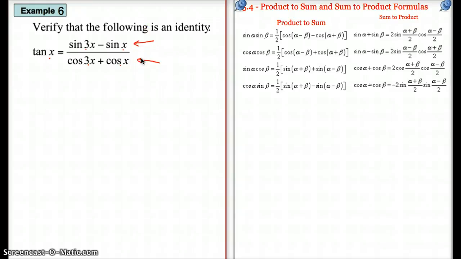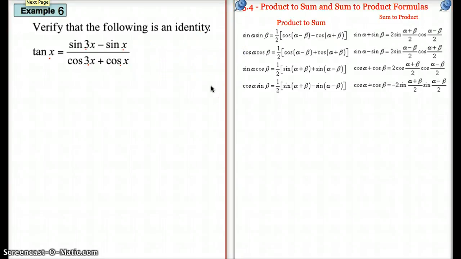Because remember, if we have a product like a times b over c times b, we can cancel if we have a product. And that's our big goal here. If we can cancel, maybe we'll just come up with tangent of x. So we're going to see how we can change this using the formulas that we have over here.